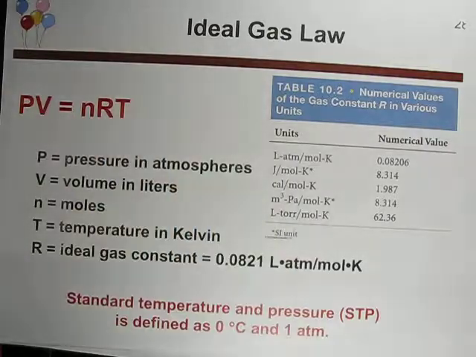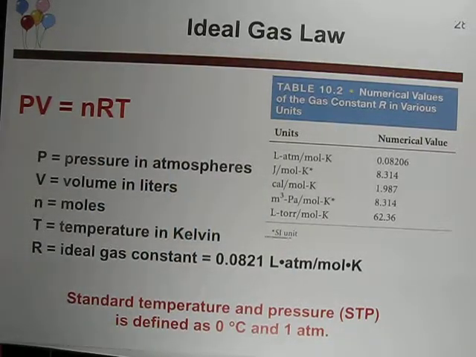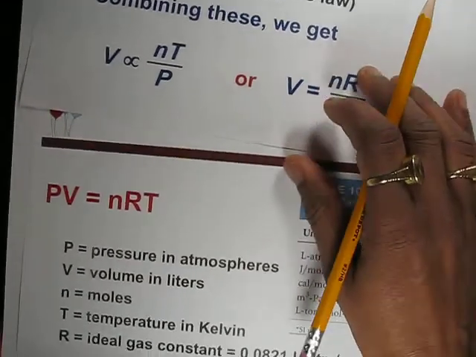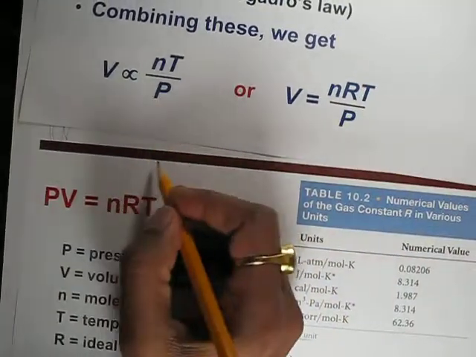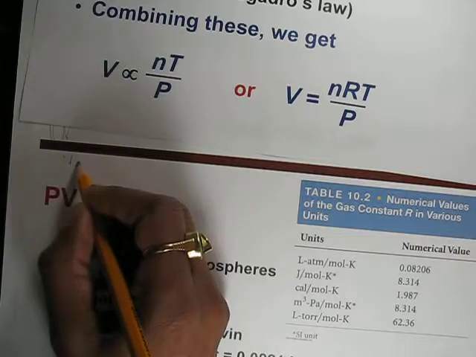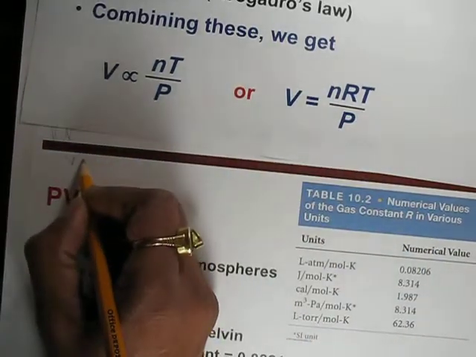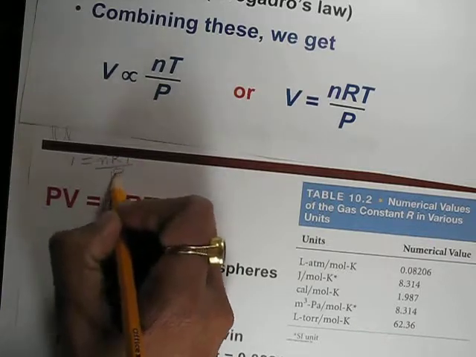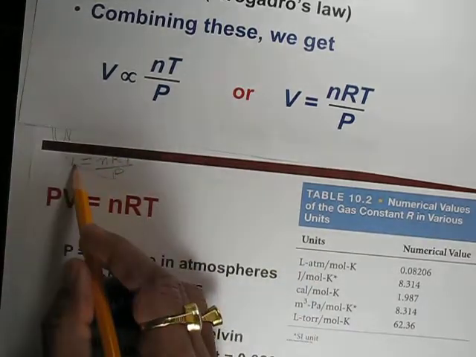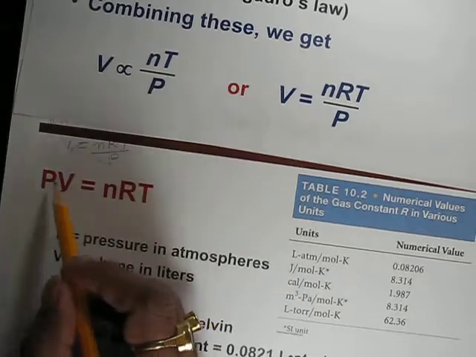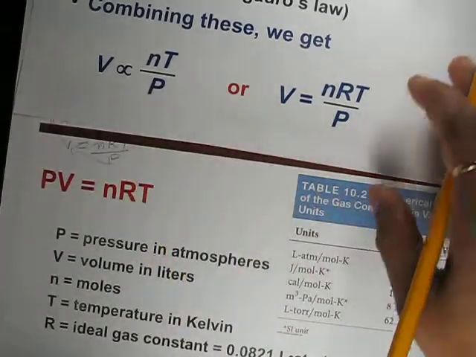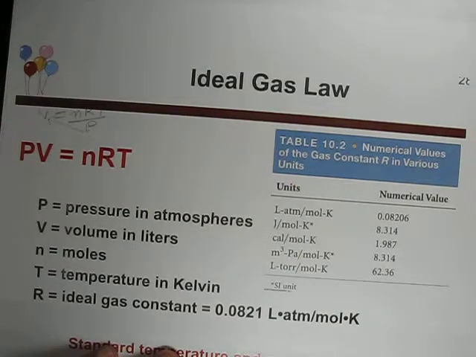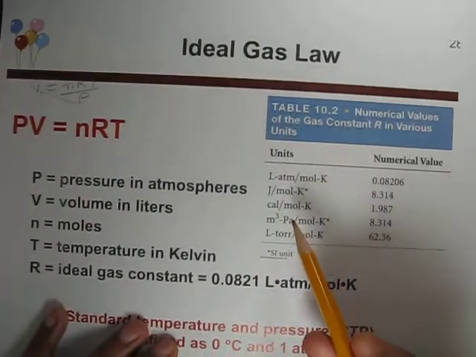According to the ideal gas law, V is equal to small n RT over P, and if you move this P to the left side, you can also write PV is equal to small n RT, right? So this is the easiest way to memorize this ideal gas law equation.